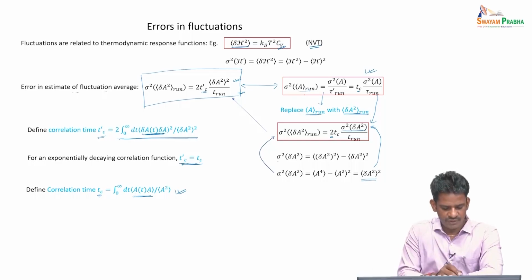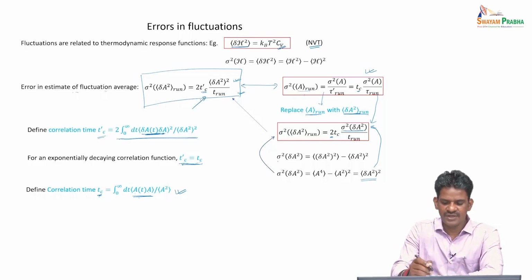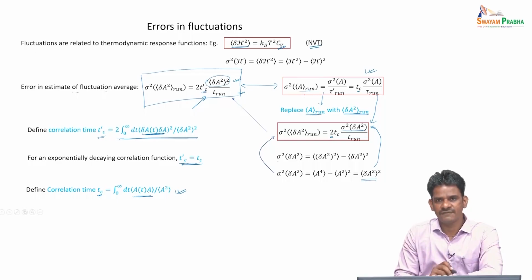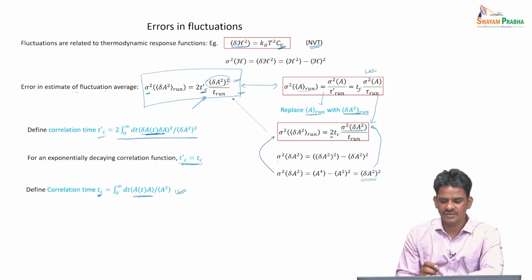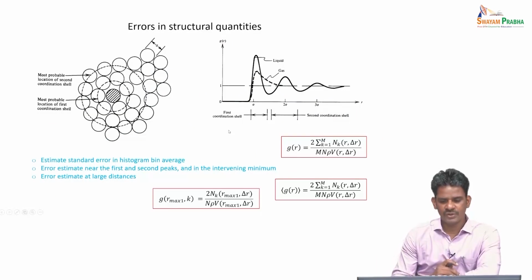Once we know this tau c, we can use this formula directly and get the variance in the fluctuation, and use that to get the error in the fluctuations. So this should give us some estimate of the error involved in properties like heat capacity or thermal expansion coefficient, etc. Now there are also errors involved in structural quantities.